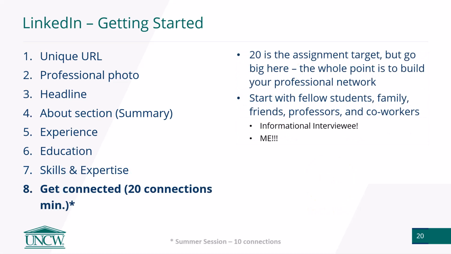So finally, our final reminder here is the assignment connection requirement. In the summer session, it's 10. In a normal semester, it's 20. But the whole point is to build your professional network. So if you're just starting out, don't just stop at the 10 or 20, but continue to build it out, because that's the whole point of this, is to build your professional network. Start with fellow students, family, friends, professors, coworkers, all kinds of sources for this. And of course, invite me.